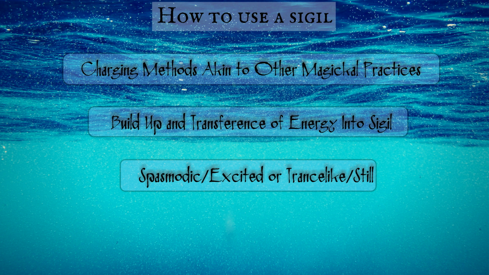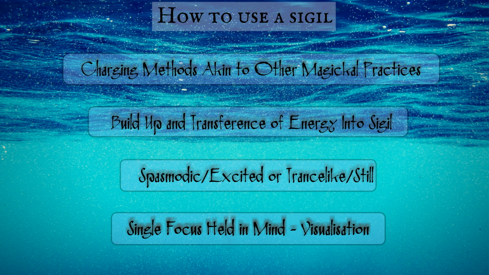For example, the excited state may refer to forms of movement, gestures, and especially dance. Now, the normal trance-like state refers more to the typical meditative or hypnotic state of mind, where the mind and body is completely still. With both methods, a single focus is kept in mind in order to charge the sigil.